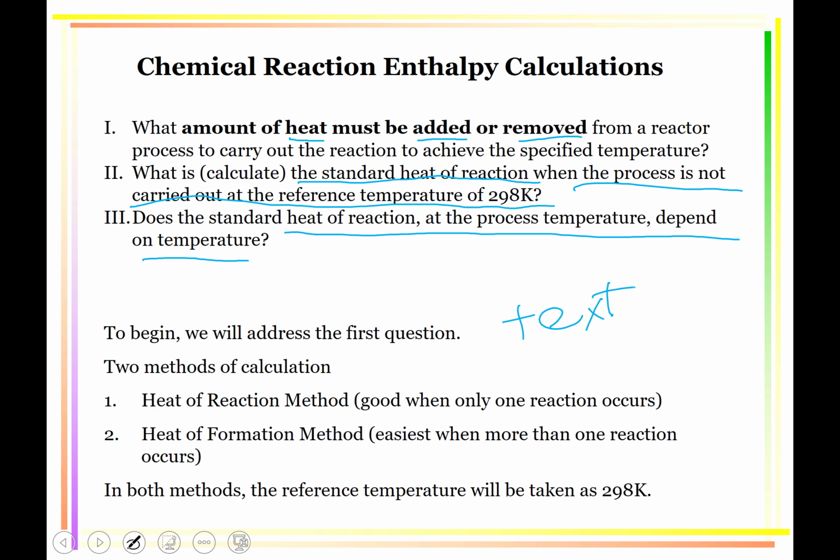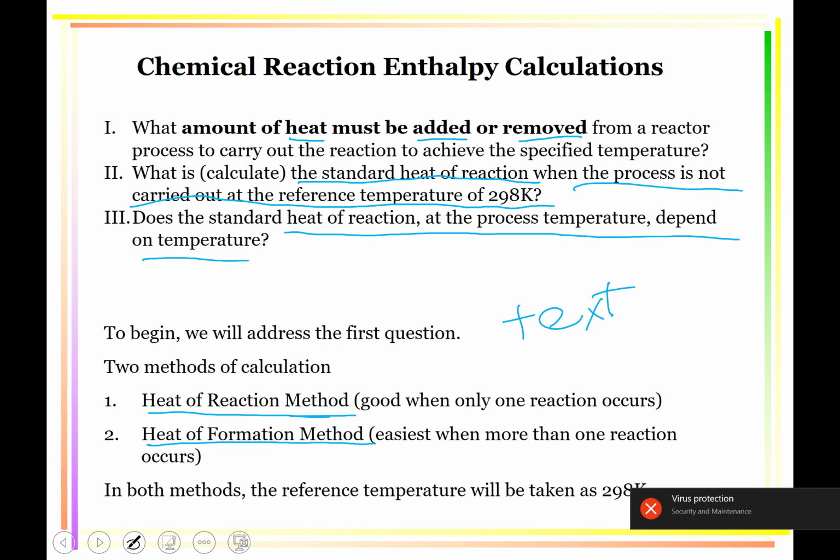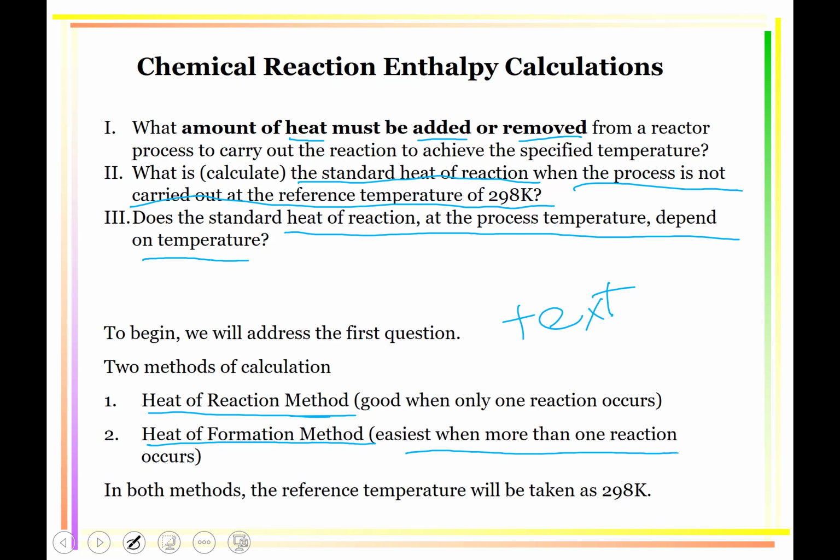Okay, the two methods of calculation we're going to learn are the heat of reaction method and the heat of formation method. The heat of formation method is the easiest when more than one reaction occurs. At times it is easiest for everything, but sometimes it just takes practice to know which one will be easier for you to use. In both methods, and in fact in every case in this chapter, the reference temperature will be taken as 298 K, because that's where we can get the heats of formation.